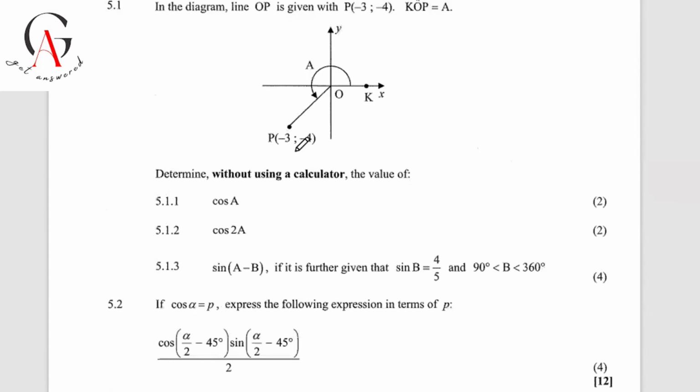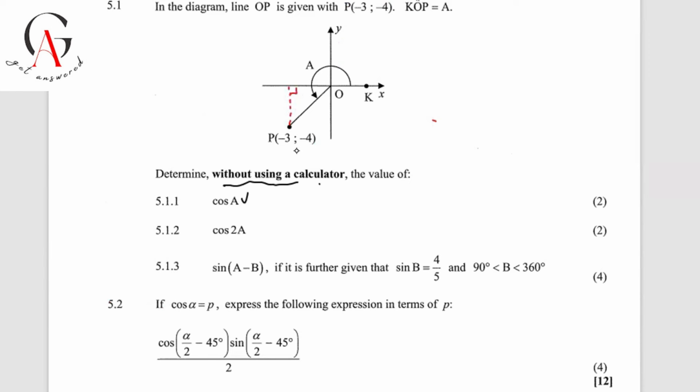Question number 5, which is trig. They are telling us that in the diagram there's a line OP, with P being (-3, -4). Then angle KOP is A. Without using a calculator, we must find the value of cos A. So step number 1, complete this triangle. Let's use red. Let's complete it, and let's have a 90 there.